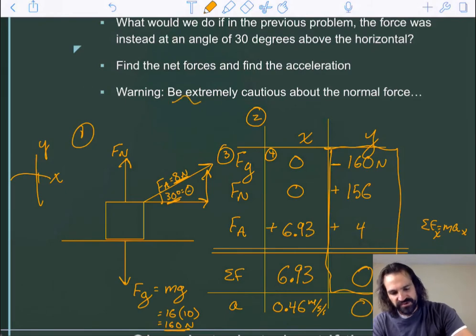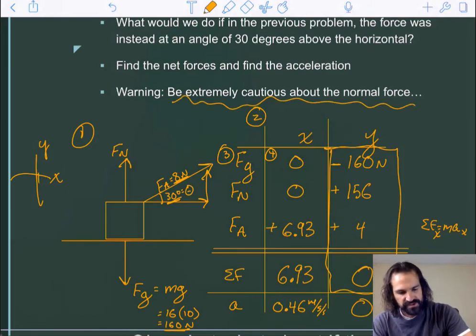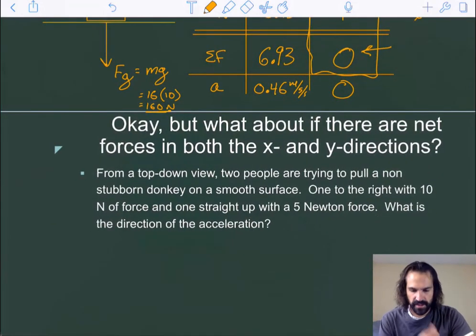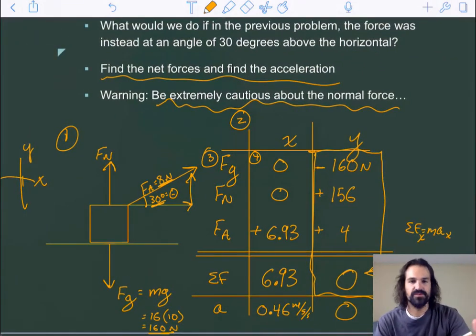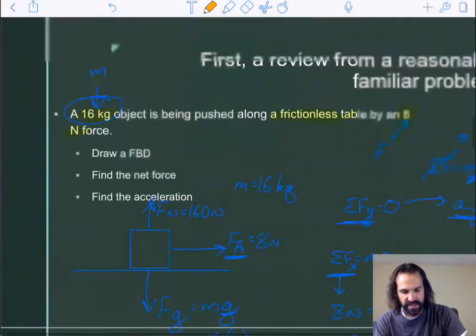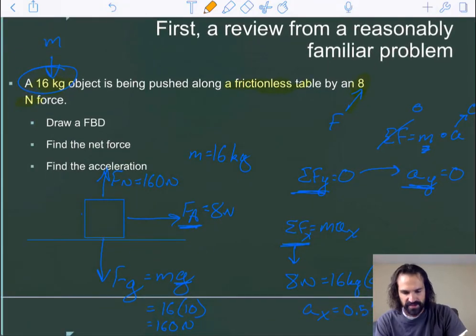So always be extremely cautious about the normal force, and I hope that helps in finding x and y components and how to keep them more organized, because even looking at this page, it should look more organized than this mess that we had going up here.